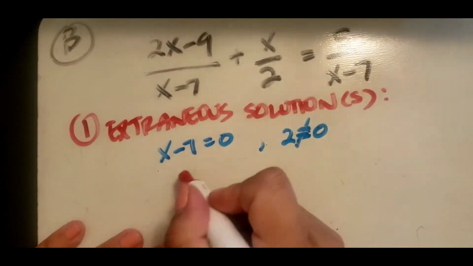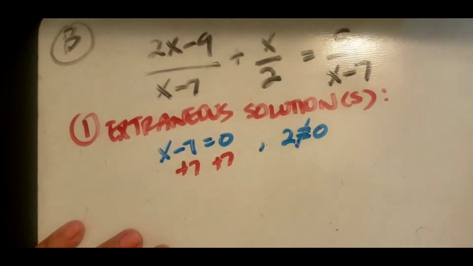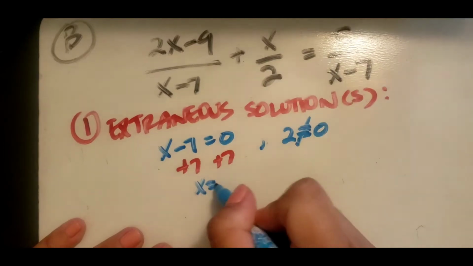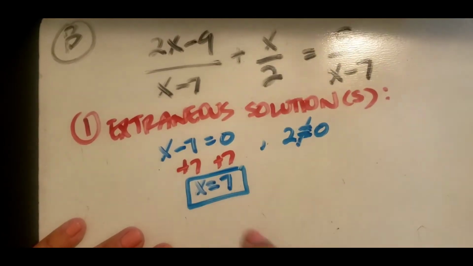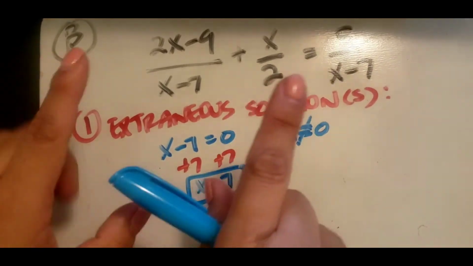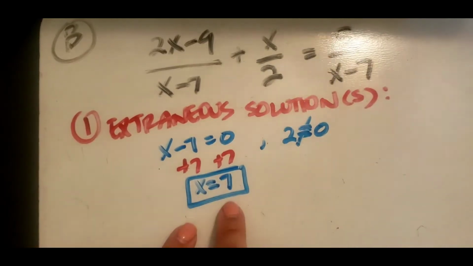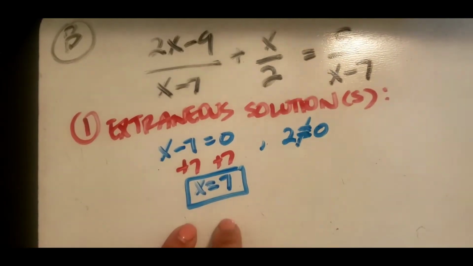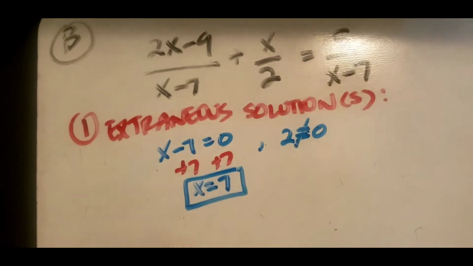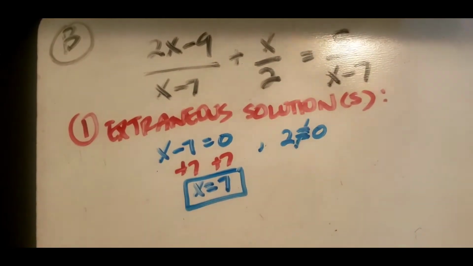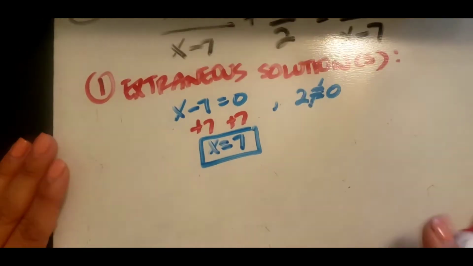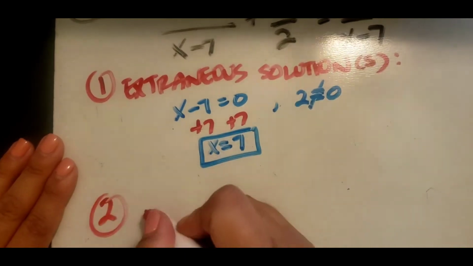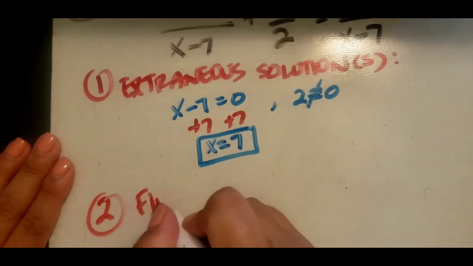If we add 7 to both sides, we're going to end up with x equals 7. So this is our only excluded value. If somehow at the end of this we solve and end up with x equals 7, then we won't include that solution. So step 1, always look for your extraneous solution. Then step 2, let's find that LCD.